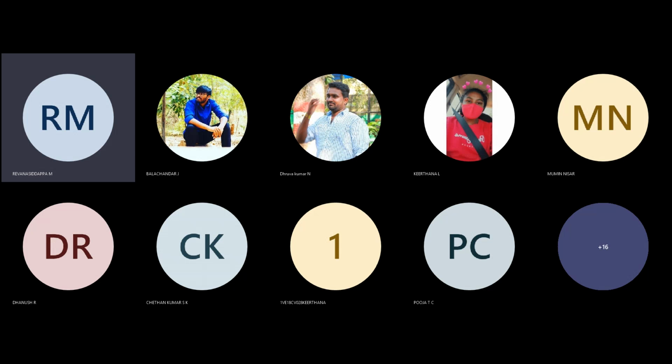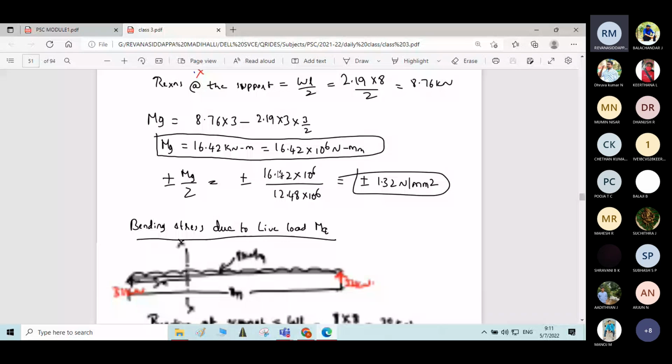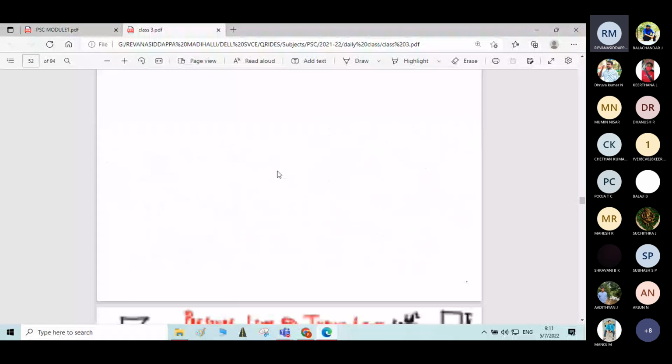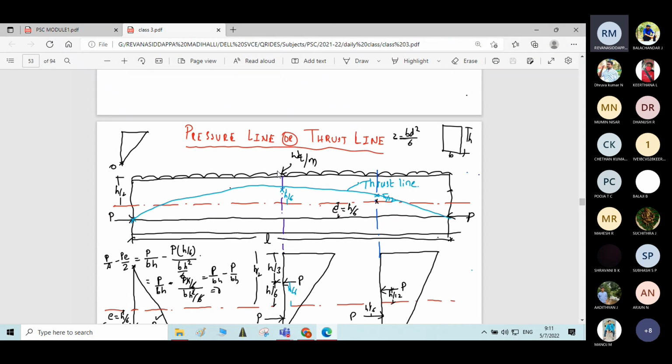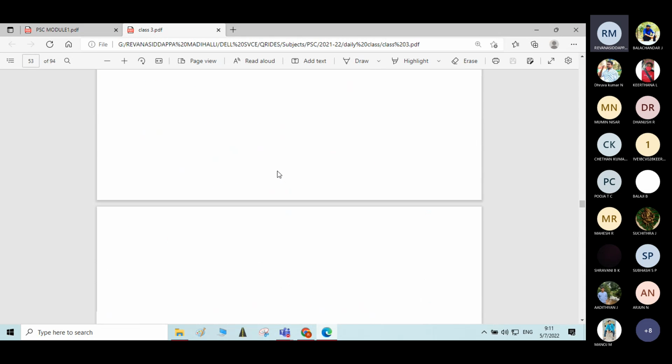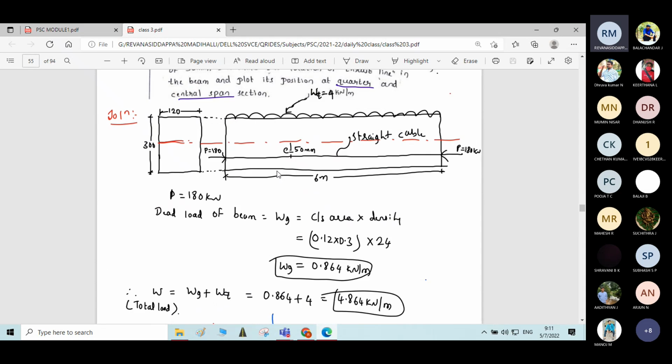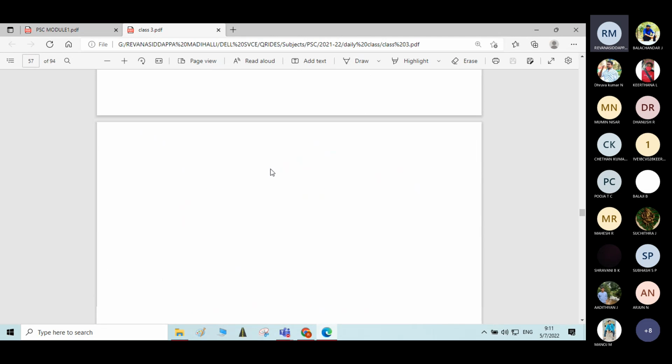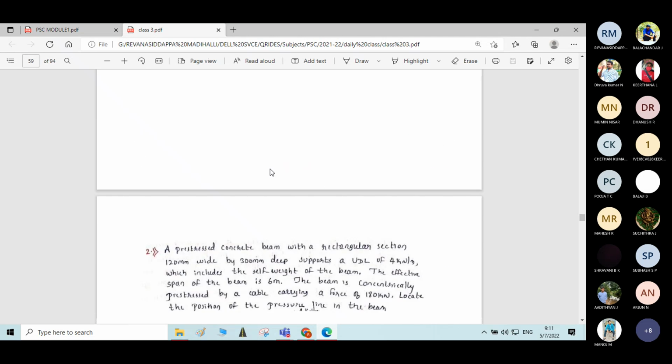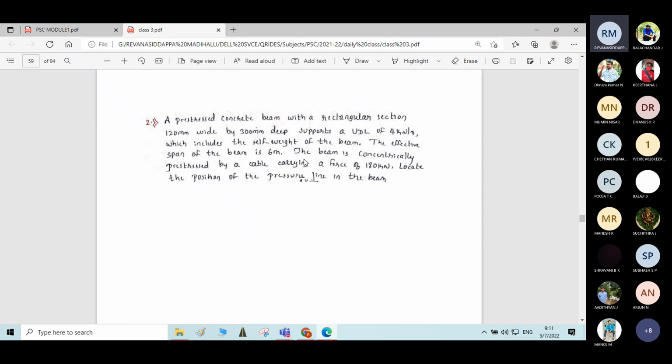We completed solving problems on the first topic, that is analysis of stresses. Then we discussed the theory part on pressure line or thrust line, and we have also solved one particular problem. First problem we have solved, correct? Now we will solve the next problem.